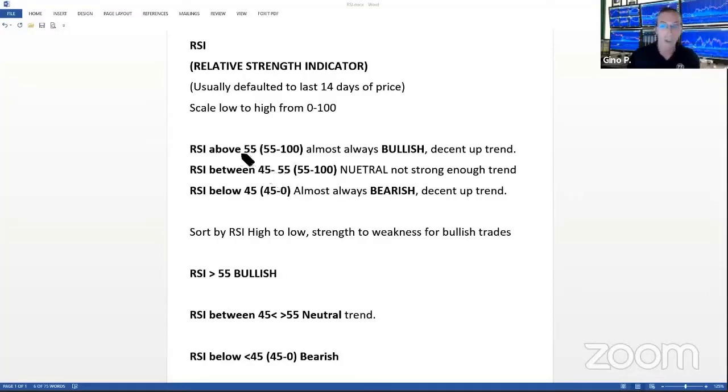The ones you want to look at are the ones that are above their 20-day moving average and holding that 55 and up. They're not touching the 45. You don't want these guys here. So why waste your time looking at these? Because it's going to be a hard decision if you're looking for a bullish trade. Finally, below 45 to 0, that range down there, it's almost always bearish. And it's not a decent uptrend. It's going to be a bearish trend.